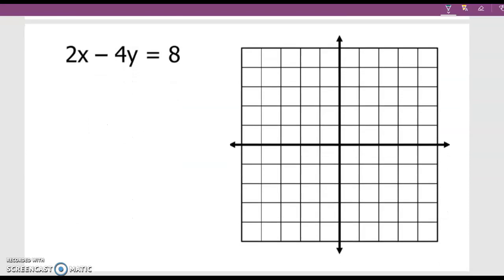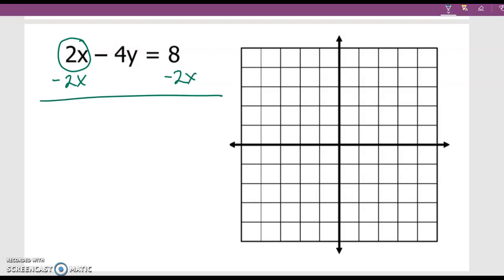Okay, let's look at this next one. Now, this next one is not solved for y. So remember, there's two steps. If it's not solved for y, I've got to get y by itself. The first thing I want to do is move the term with the x. It's a positive 2x, so we're going to subtract 2x from both sides.